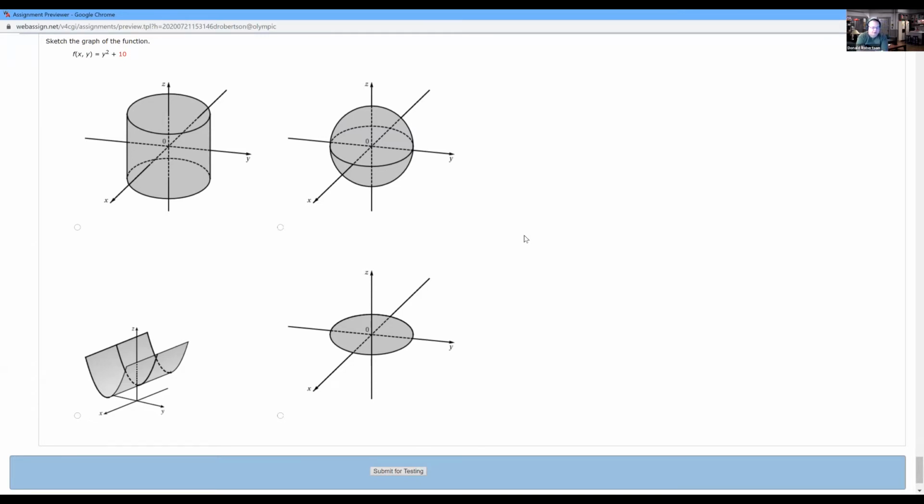So this is back to surfaces. Z equals Y squared plus 10. So the Z coordinate doesn't care what the X value is. It can be anything it likes. It then takes the Y coordinate and squares it, and then it adds 10. Which one are you looking at here?